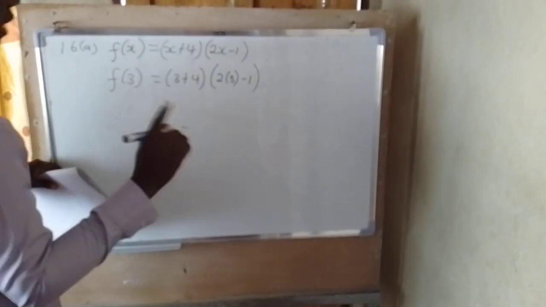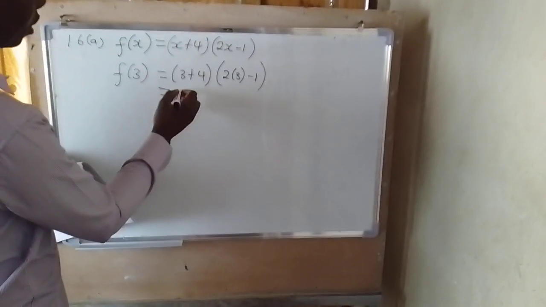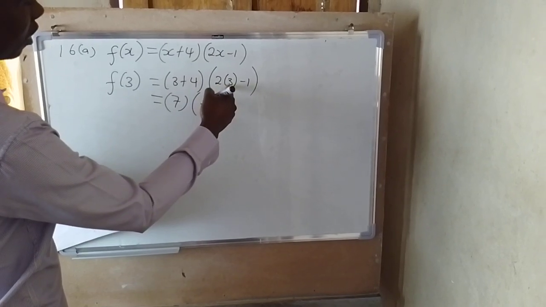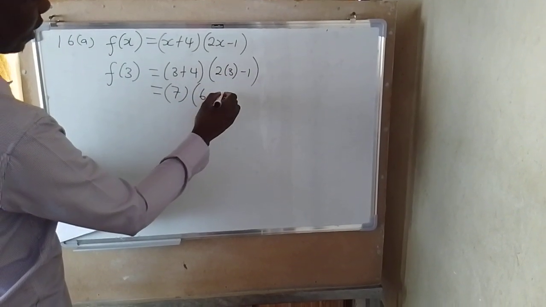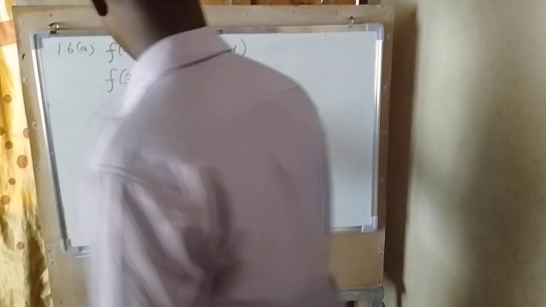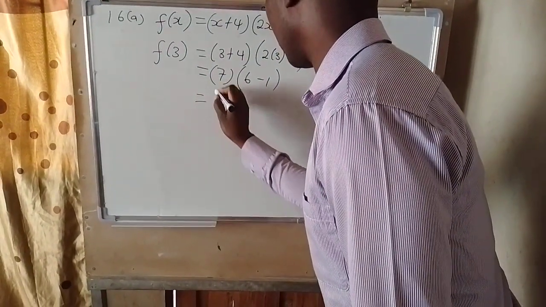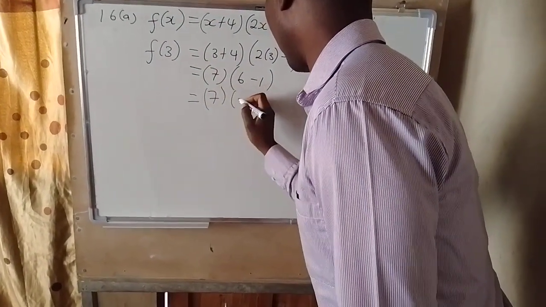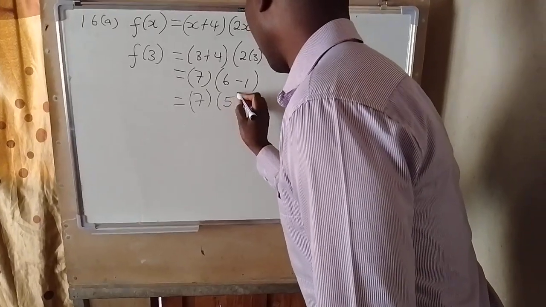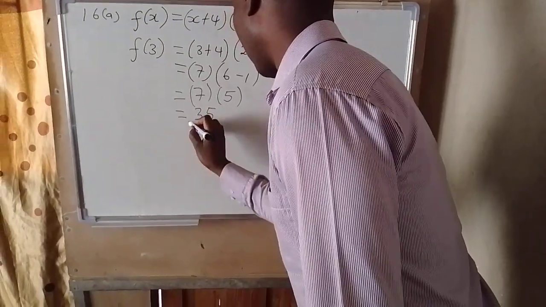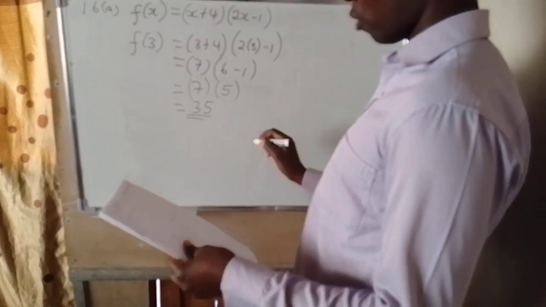First we need to clear brackets first. This is 7 in brackets, open bracket, 2 times 3 we get 6 minus 1. So now this is 7, 6 minus 1 we get 5. And 7 times 5, this becomes 35. For 2 marks.